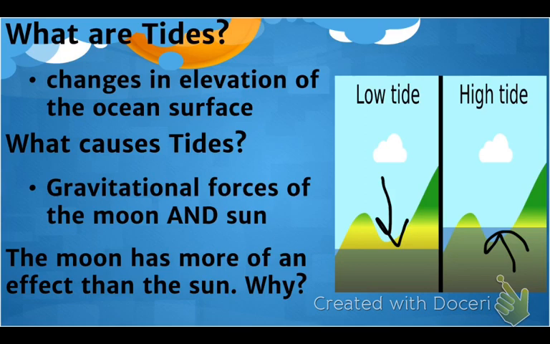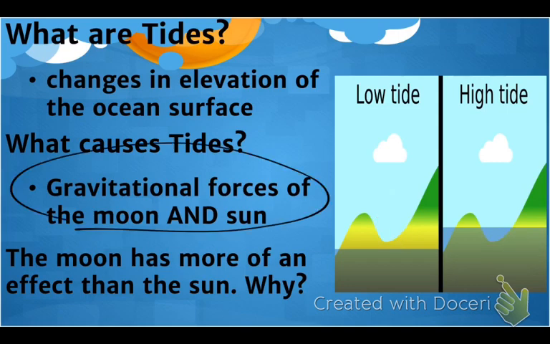Now, what causes tides? Gravitational forces of the moon and the sun. This is a big deal for you to know. The moon and the sun together. The moon has a bigger effect on tides. Why? Because the moon is closer. The sun may be much larger and have a stronger gravitational pull, but since the moon is closer to us, it has more of an effect on our tides. Make sure you know that.